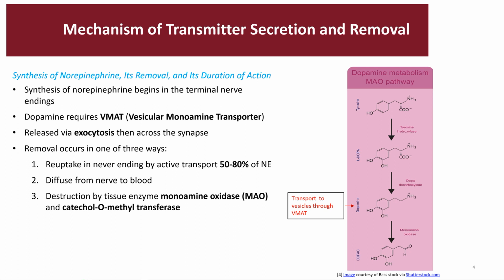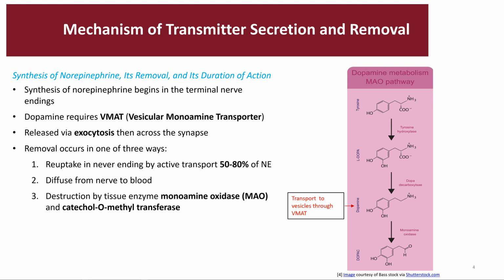Synthesis of norepinephrine, its removal, and its duration of action. Synthesis of norepinephrine begins in the nerve terminal and it requires a series of enzymes and precursors to generate this chemical. It starts off from the aromatic amino acid phenylalanine, and then it converts into tyrosine. Tyrosine goes into dopa. Dopa goes into dopamine, and then dopamine becomes norepinephrine. It does not get converted without the help of a series of enzymes.